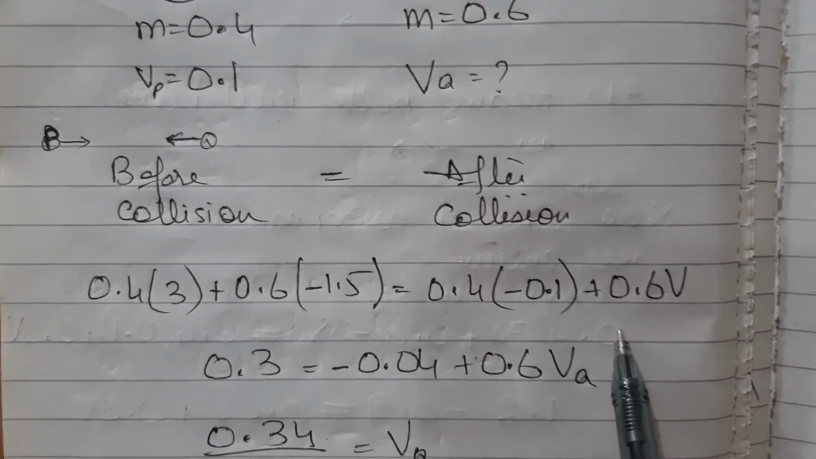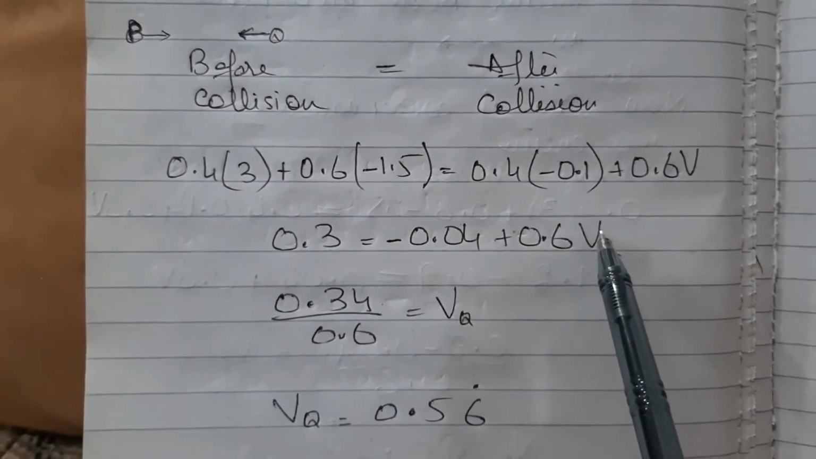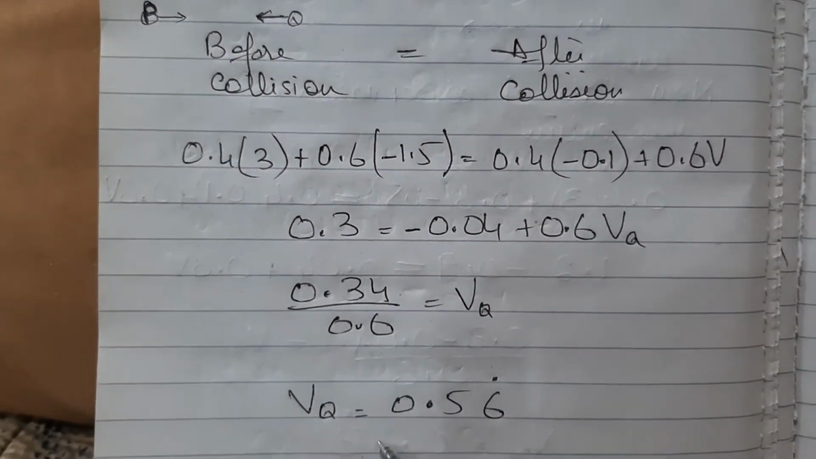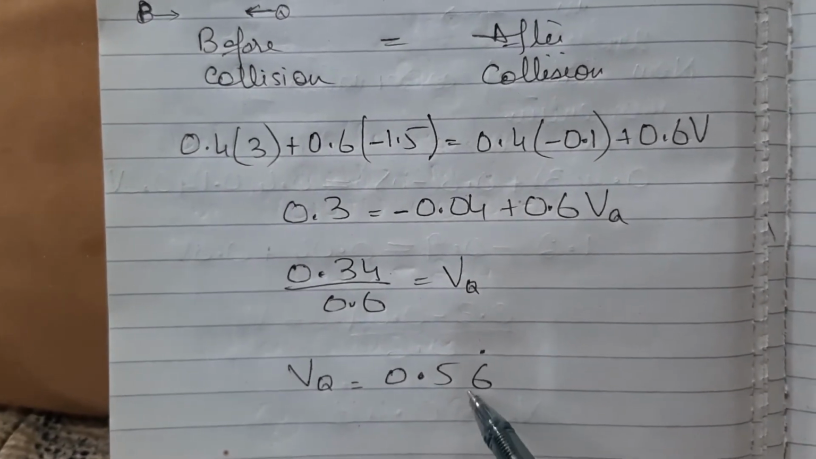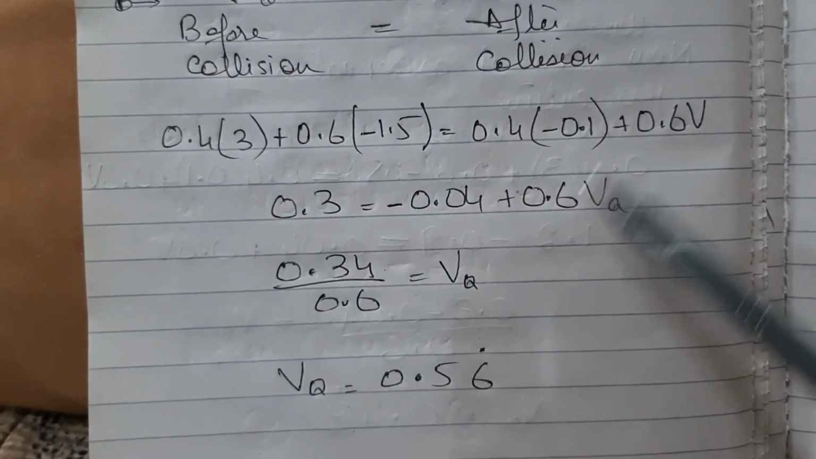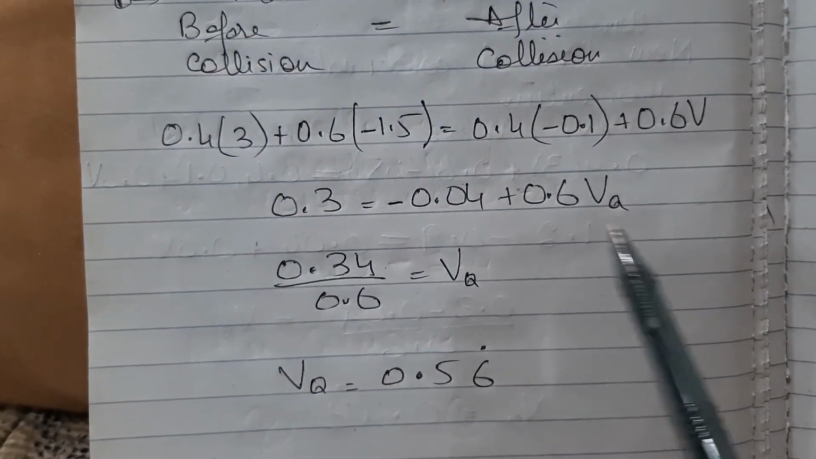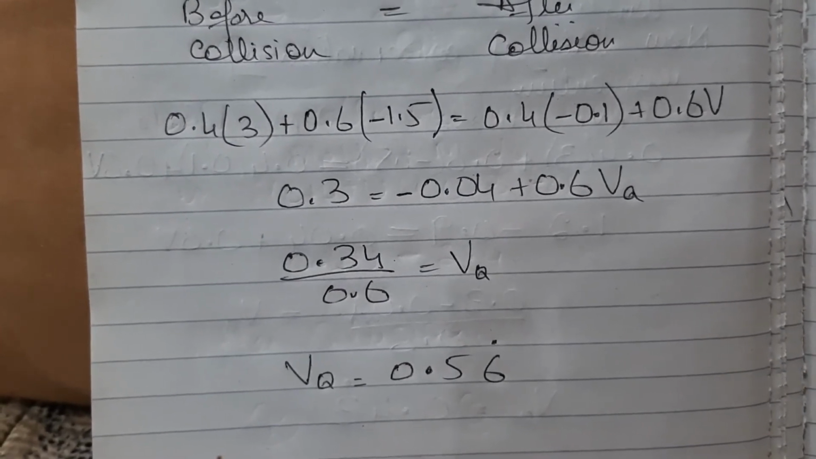So it helped me to form an equation, and algebraically I solved it, and I get the velocity of Q is 0.56. So now we know the velocity of P is 1.5 in that direction, and the velocity of Q is 0.56 in this direction, right hand side. So let's find out the distance between them.